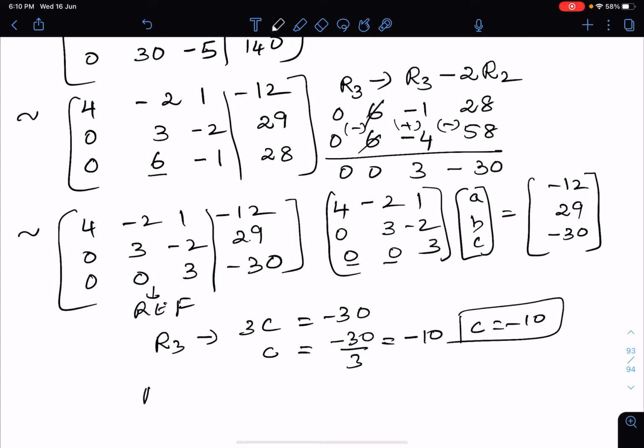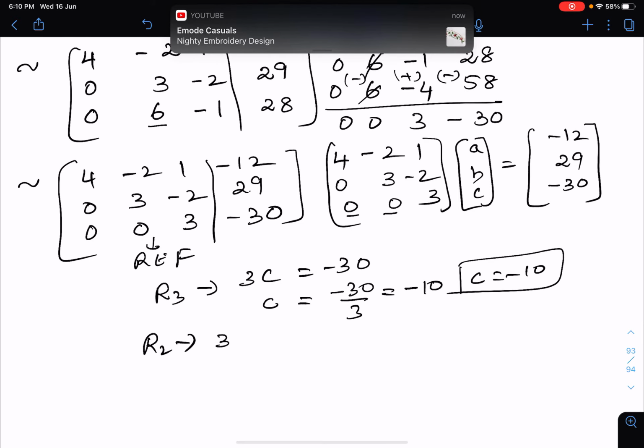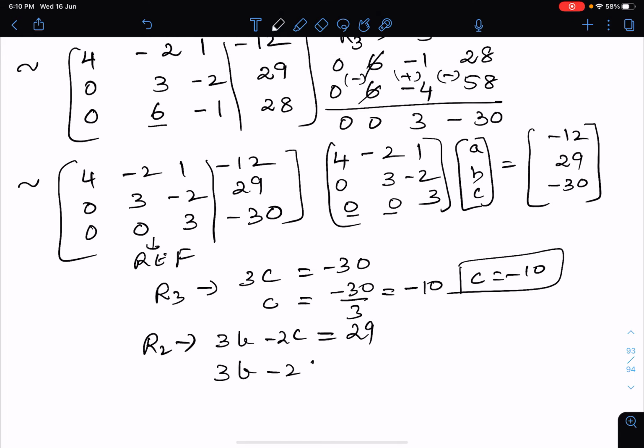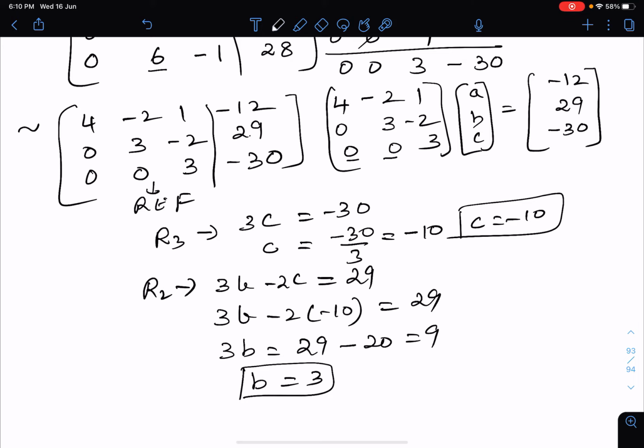Now taking our R2, you have got two values, so A is 0, so you will get 3B minus 2C equal to 29. Substitute your C, minus 2 into minus 10 equal to 29. So you are going to get it as plus 20. So 3B equal to 29 minus 20, that is equal to 9. Therefore B is equal to 3. Our value of B is going to be 9 by 3.